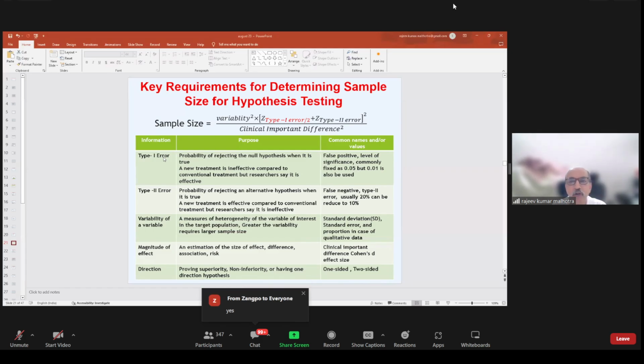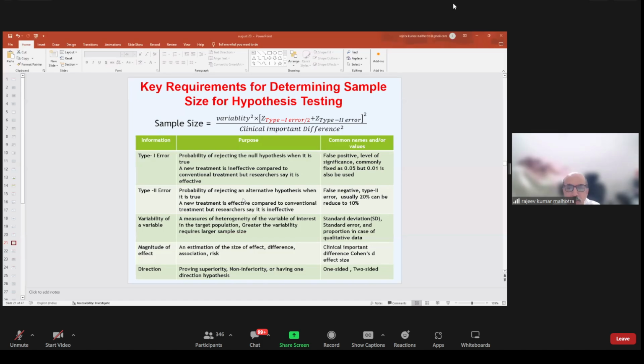Now we'll discuss what hypothesis testing is. In hypothesis testing, I already explained to you that we are comparing two things, one thing with the other. In addition to that, we have discussed that we need information on these things: type 1 error, type 2 error, variability of the variable, magnitude of effect, and the direction. These five things you must know about.